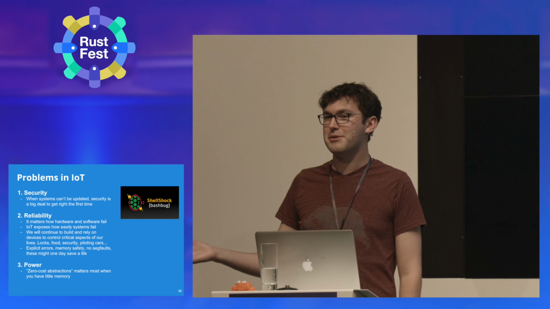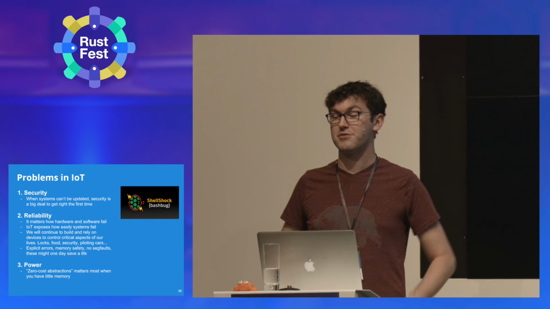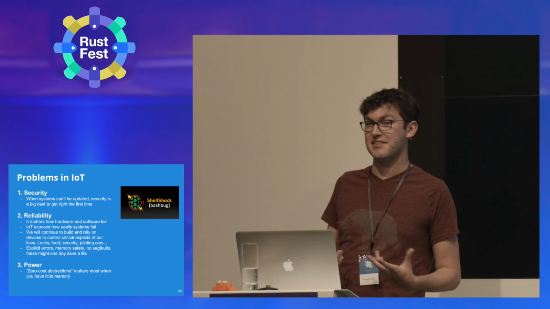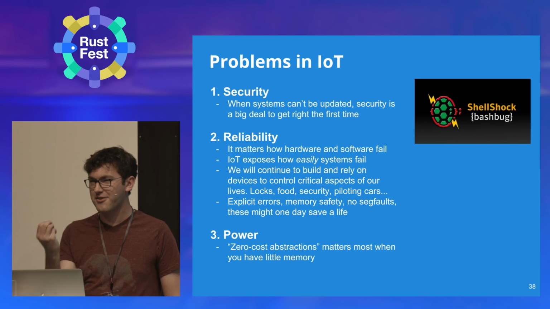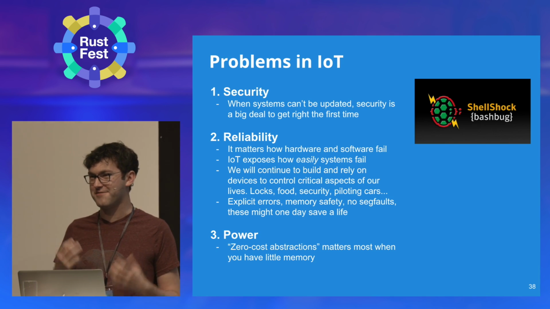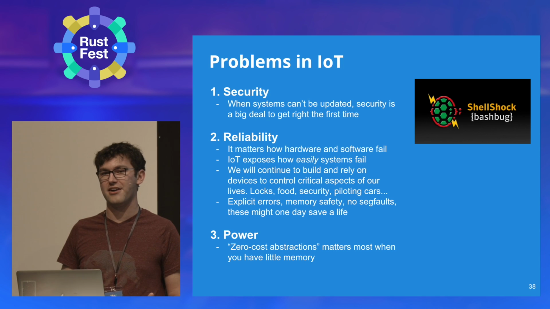And the last one would be power. And I think this is funny because we talk about zero-cost allocations, and these are hugely important when you're doing benchmarks, but it's very important when all you have is like a few kilobytes of memory to spare.